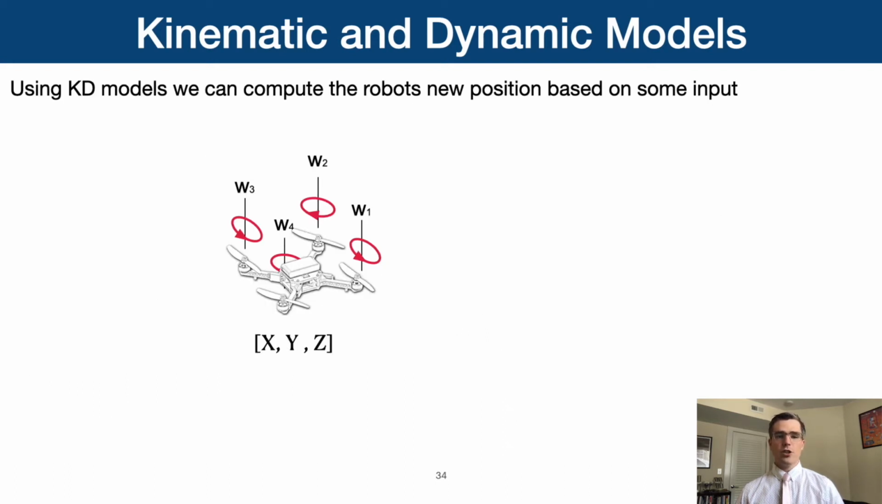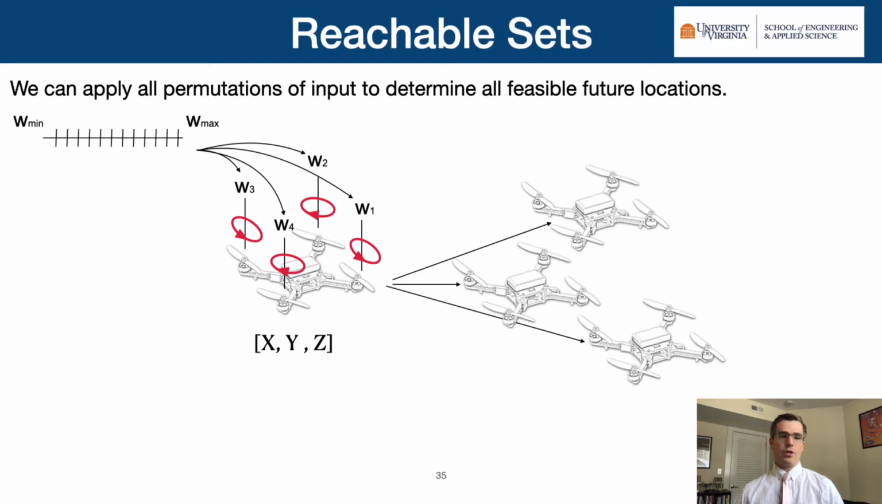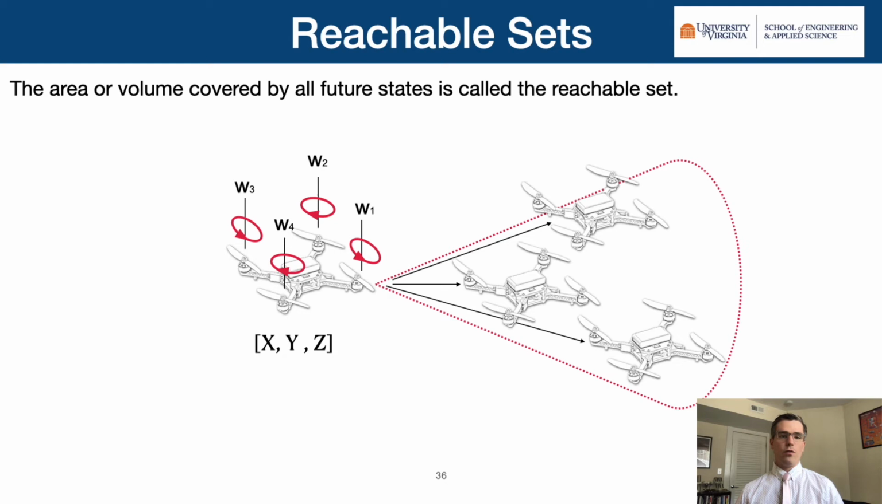In summary, using these kinematic and dynamic models allows us to compute the future position of a robot given some input, which in this case is the propeller velocity. If we were to sample all permutations of the propeller velocity and apply them to our kinematic and dynamic models, we could compute all future positions of the robot. The area or volume covered by all future states is called the reachable set. This area or volume is the volume that the robot is physically able to achieve.